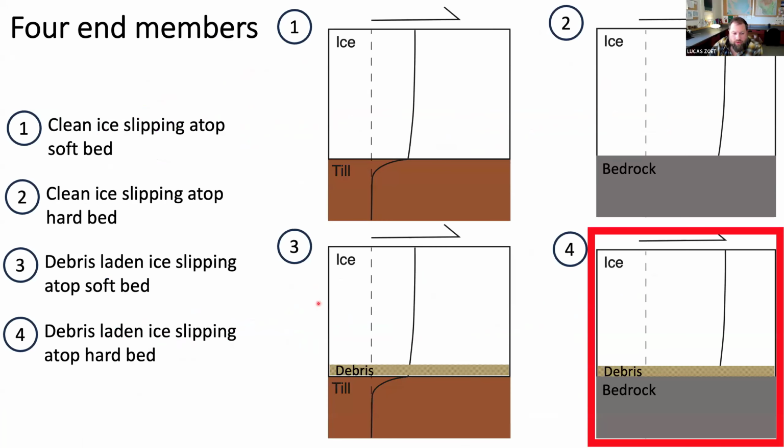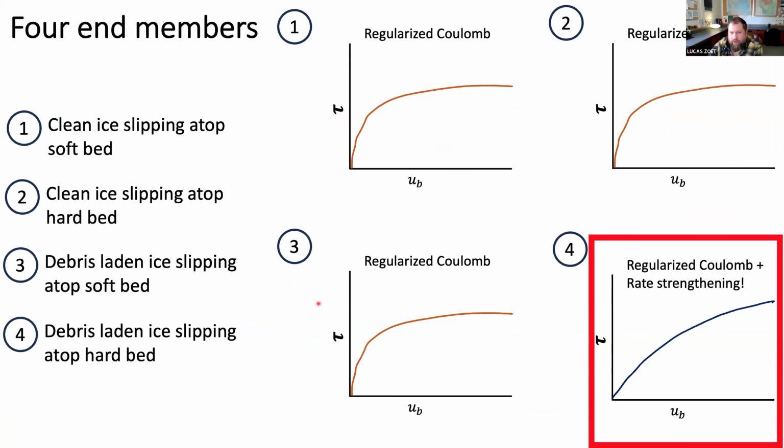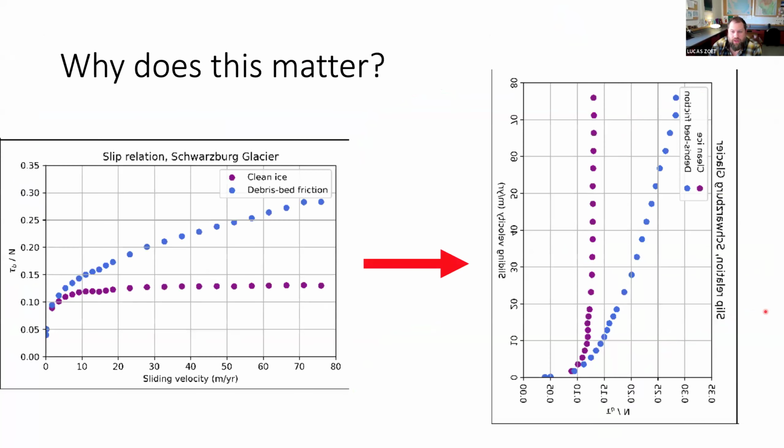So when we have debris-laden ice slipping atop a hard bed, we have something different, right? We have a rate strengthening component. This is very helpful because it provides something to continually push back on. If the driving stress, for example, was going up, a hard bed with debris in it would be an area where you could continually supply more resistive stress to balance out increases in the driving stress.